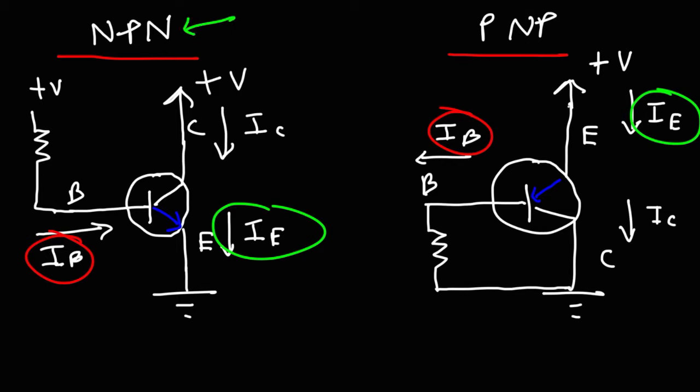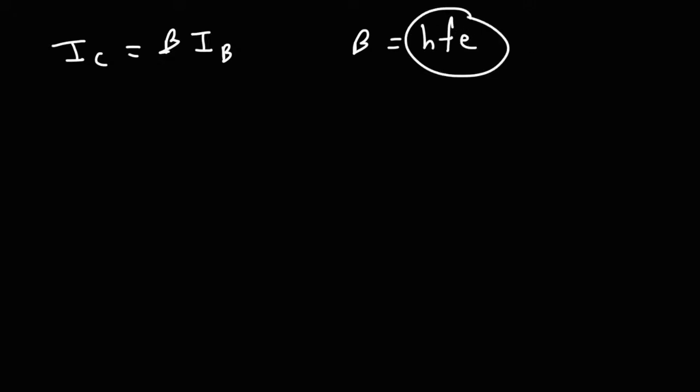Now let's go over some formulas that you want to be familiar with when dealing with transistors. The first one is this one. The collector current is equal to beta times the base current. The base current is IB, the collector current is IC. Beta is also represented by HFE. When you're buying a transistor, look for this number, HFE, that's your beta. That's your current gain.